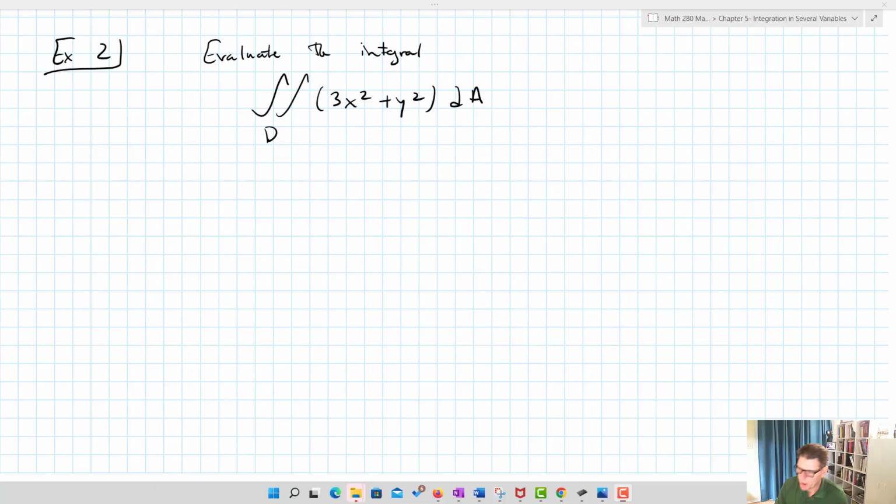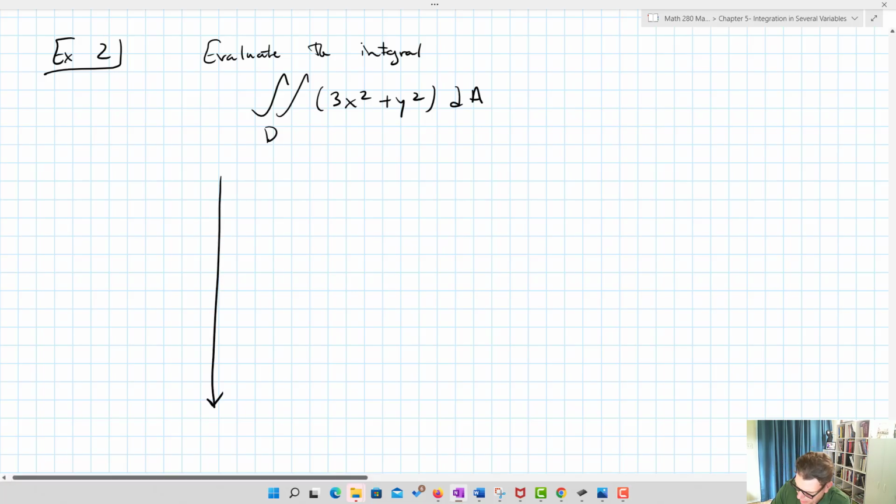So while we've set up type 2, I'm not actually going to torture you with doing it the type 2 way because it really does take a really long time. I'll do another one doing the type 2 way and show you that this one actually is a lot easier to do type 2. Let's suppose we want to evaluate this integral over a region D of 3x squared plus y squared dA. And let's draw what D looks like. D looks something like this.